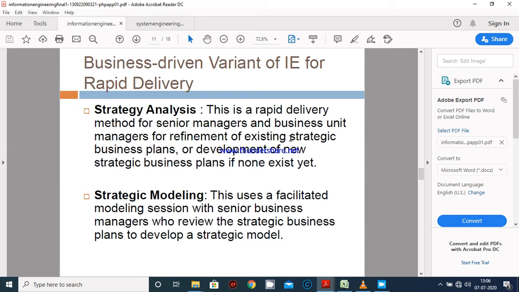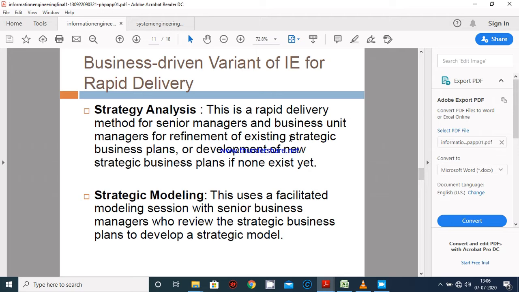existing procedures. So now I'm going to try to talk about the business-driven variant of information engineering for rapid delivery. Strategy analysis. This is a rapid delivery method for senior managers or experienced managers or business unit managers for refinement of existing strategic business plans or development of a new strategic business plan if none exist yet.